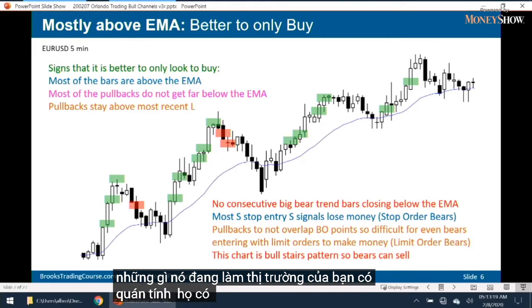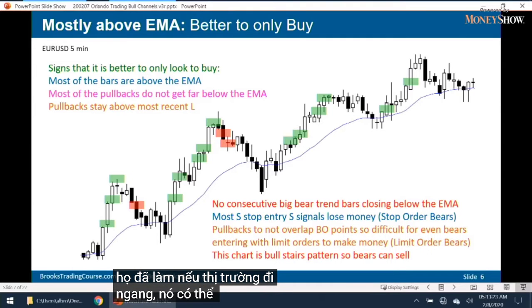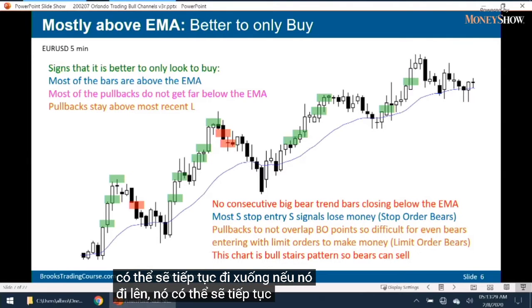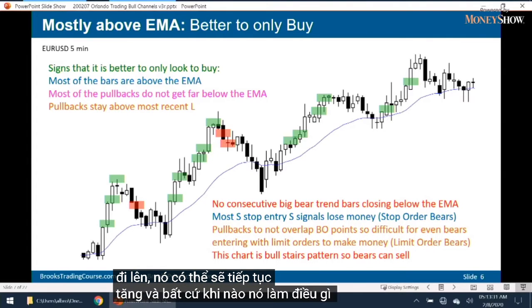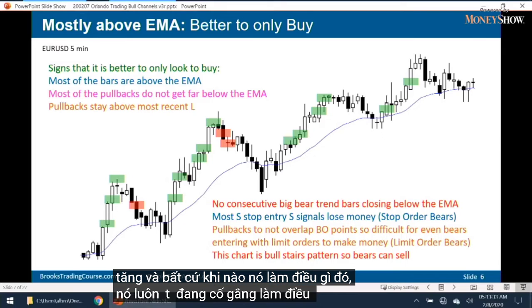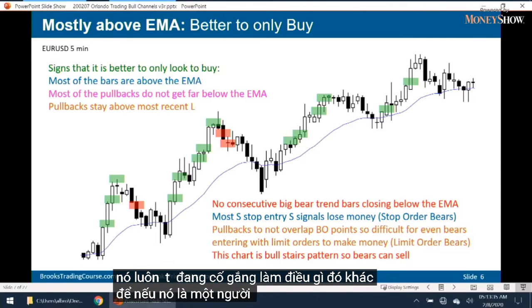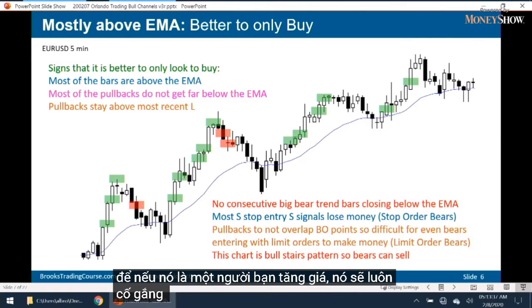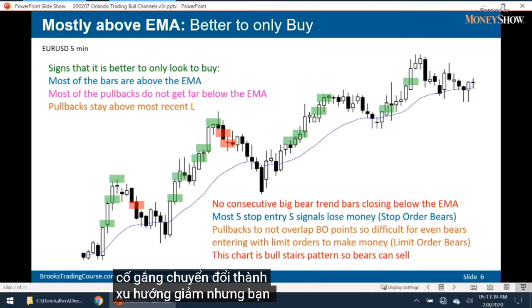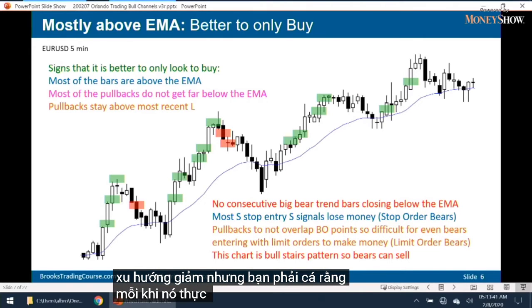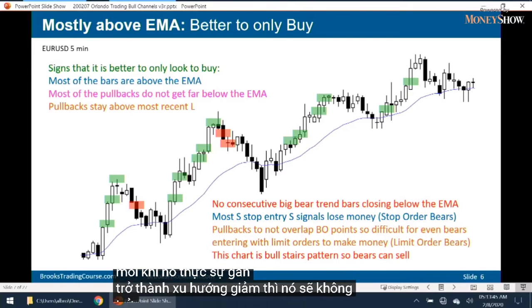Markets have inertia. They tend to continue to do what they've been doing. If the market's going sideways, it's probably going to continue sideways. If it's going down, it's probably going to continue down. If it's going up, it's probably going to continue up. And whenever it's doing something, it's always trying to do something else. So if it's in a bull trend, it's always going to be trying to convert into a bear trend. But you have to bet that every time it gets really close to becoming a bear trend, it's not going to become a bear trend.